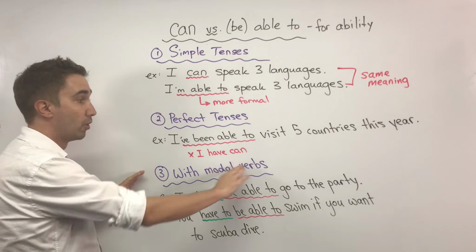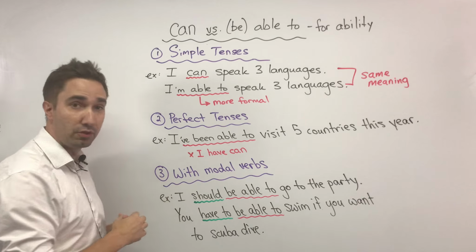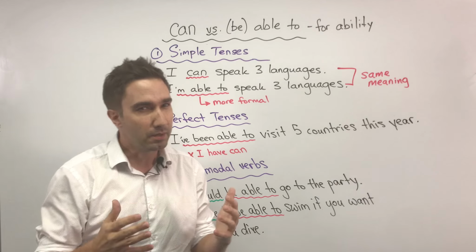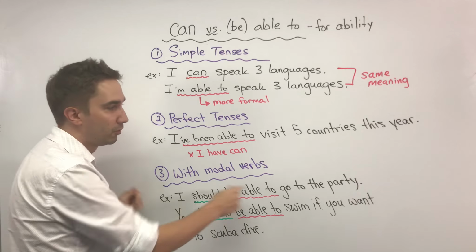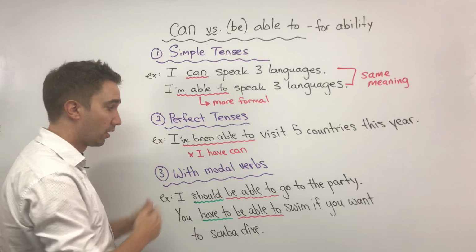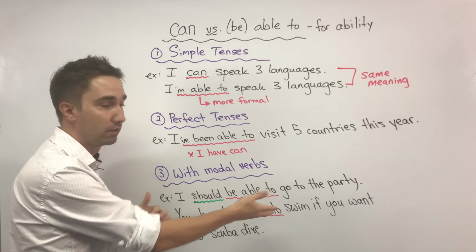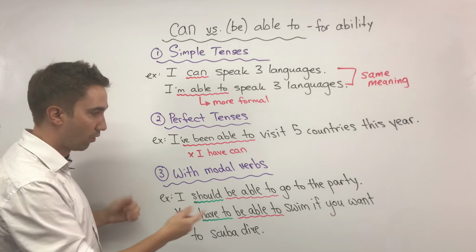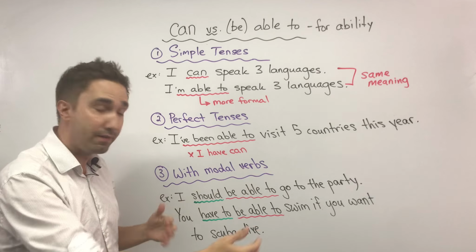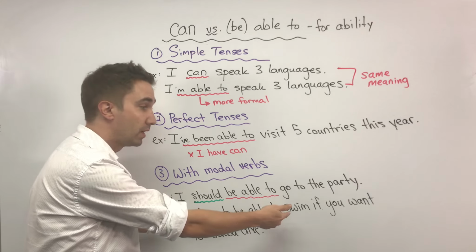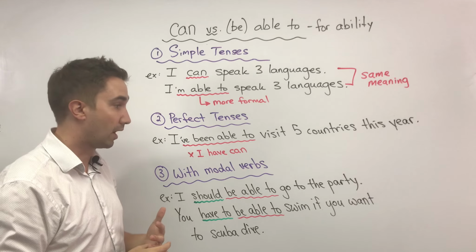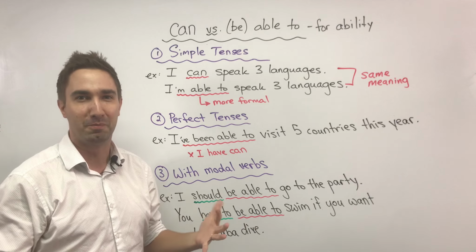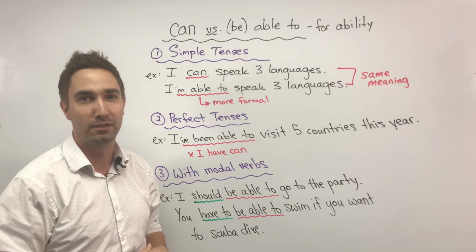Okay? So with modal verbs, like should and have to, maybe someone invites me to a party. Ooh, I'm really busy recently, but I should be able to go to the party. So just like here, I can't say I can go to the party. We can't mix those 2 together, all right? Or if I want to go scuba diving, you have to be able to swim if you want to go scuba diving, right? Of course you can't go scuba diving if you can't swim, right? It'd be pretty dangerous. I don't recommend doing that.